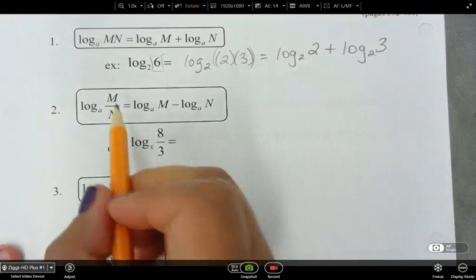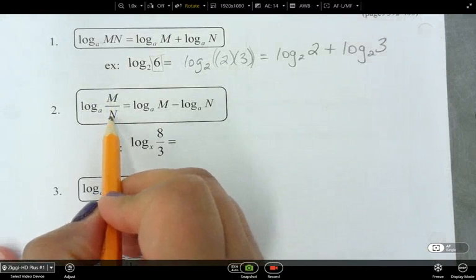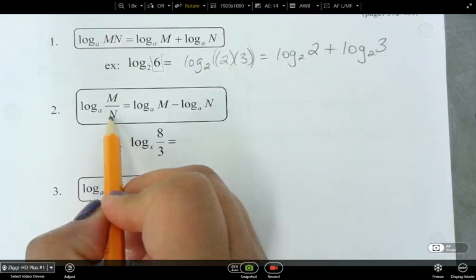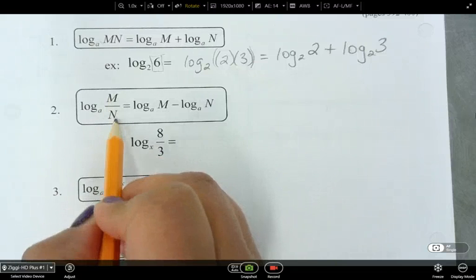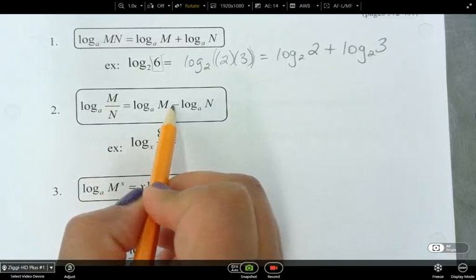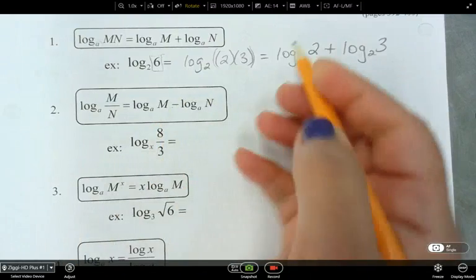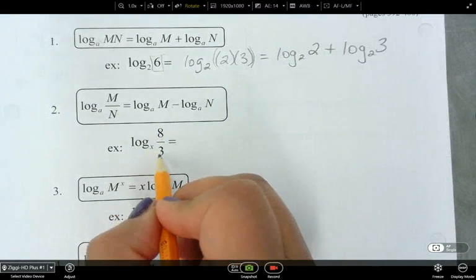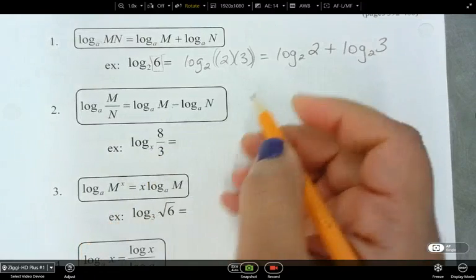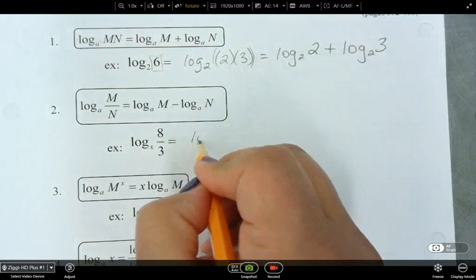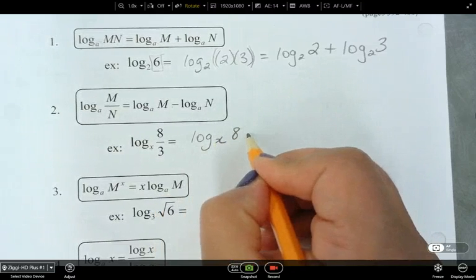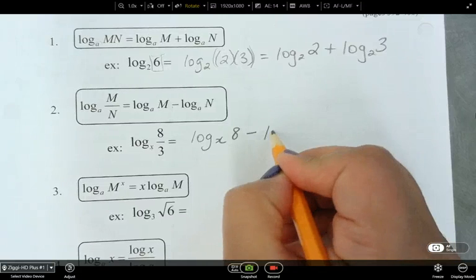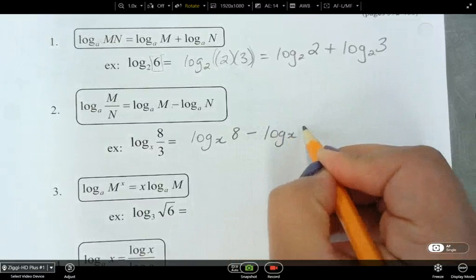And now when we're looking at m over n, what we can do is separate them into 2 logs with a minus sign in the middle. So I've got 8 over 3, and they're both to the base of x. So log x, what's in the numerator goes first, and then what's in the denominator goes second.